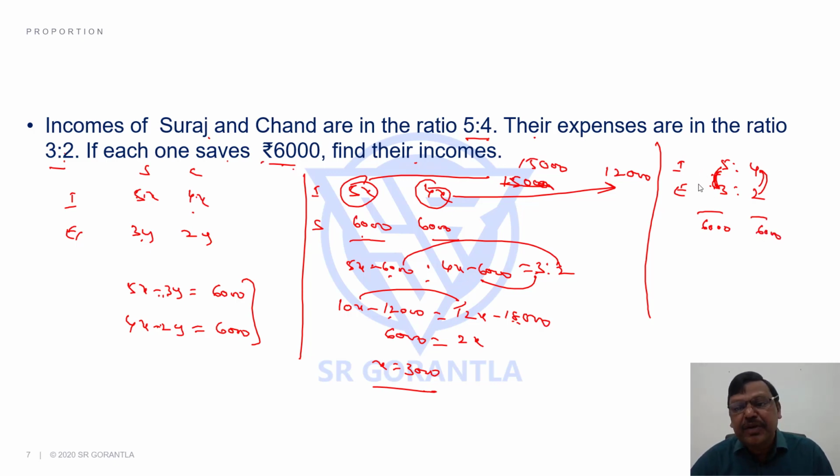Savings is nothing but the difference between income and expenditure. Both cases I have a difference of 2 shares. Both cases I have 6,000, which means I can say 2 shares worth is 6,000. 1 share worth is 3,000. So 5 shares worth will be 15,000. 4 shares worth is 12,000, I can say. Simple approach. So this is the shortcut. Done? Okay. Next, one more question.